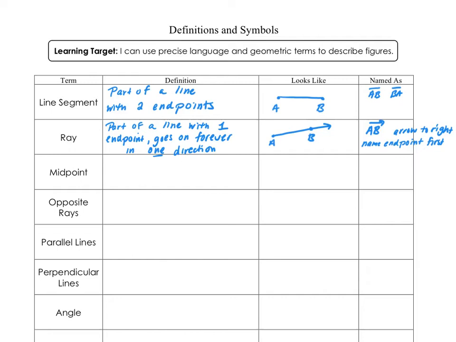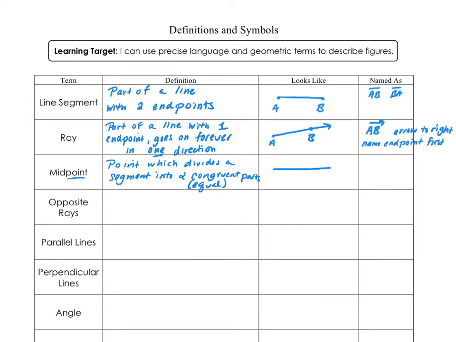Alright, a midpoint is a point which divides a segment into 2 congruent segments or 2 congruent parts. You see that word point as part of midpoint. And congruent just means that the 2 parts are equal in measure.